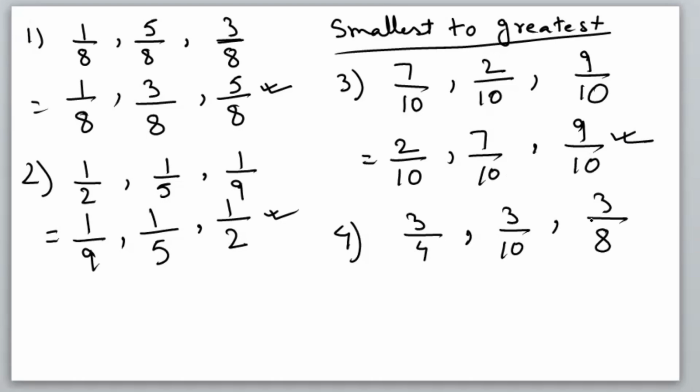Question number 4 says 3 over 4, 3 over 10, 3 over 8. Here the numerators are the same, so we have to look at the denominators. 4, 10, 8. 4 is the smallest, so this one is the greatest fraction. And 10 is the bigger number. So bigger the denominator, smaller the fraction. Smaller the denominator, bigger the fraction. So 3 over 10 will be the smallest fraction. Then comes 3 over 8, then 3 over 4. Okay. Let's solve more questions.